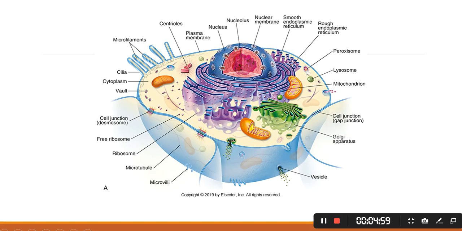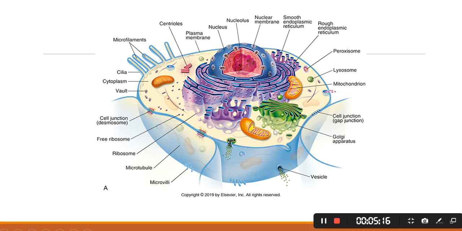The peroxisome is also one such organelle which contains enzymes and kills bacteria. Here they have shown cell junctions. These are the cell junctions. So what are cell junctions? They help in attaching the cells with each other. Also they help in transfer of important materials.